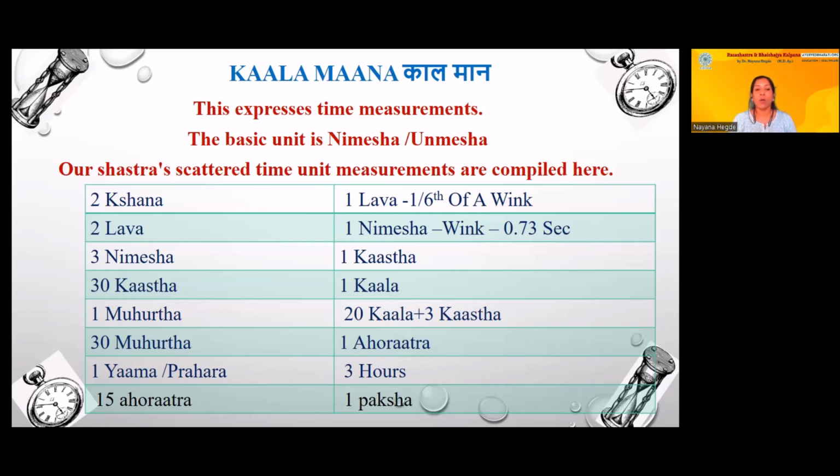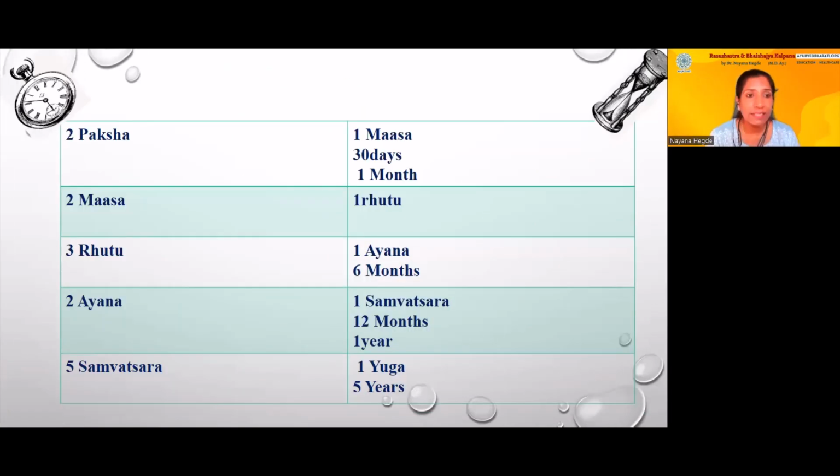Then 1 Yama or Prahara is equal to 3 hours. 15 Ahoratra is equal to 1 Paksha. 15 days make one Paksha. Then 2 Paksha is equal to 1 Masa. 1 Masa can be equivalent to 30 days or 1 month.